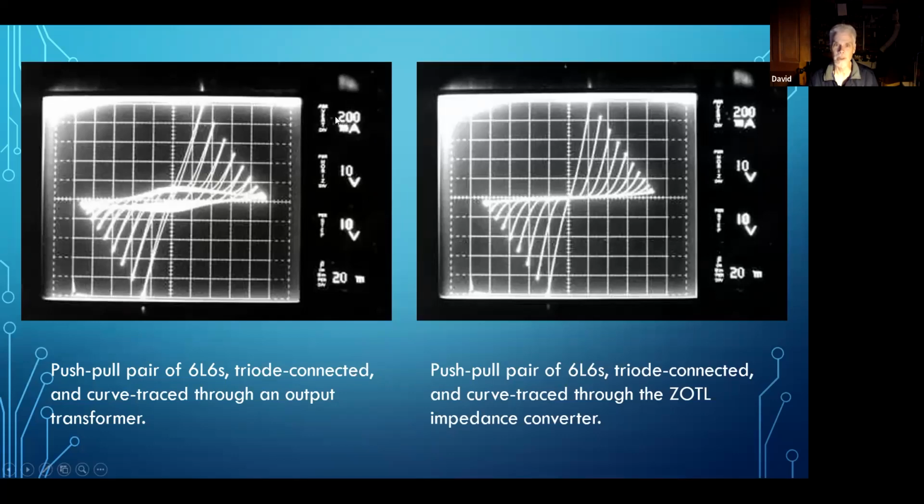I tried to duplicate this output transformer with the 200 milliamps per vertical division and the 10 volts per horizontal division, and same thing over here. So yeah, it does compare apples with apples, instead of apples with something else.